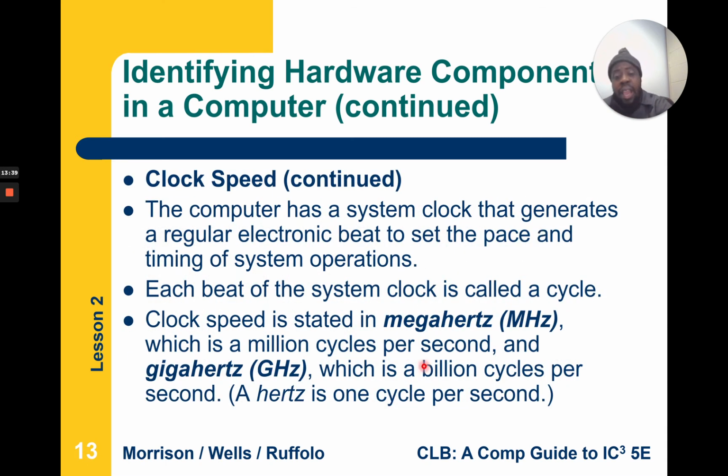So a hertz is 1 cycle per second, and megahertz is what? 1,000,000 cycles per second, while gigahertz is called a billion cycles per second. Everything is here.